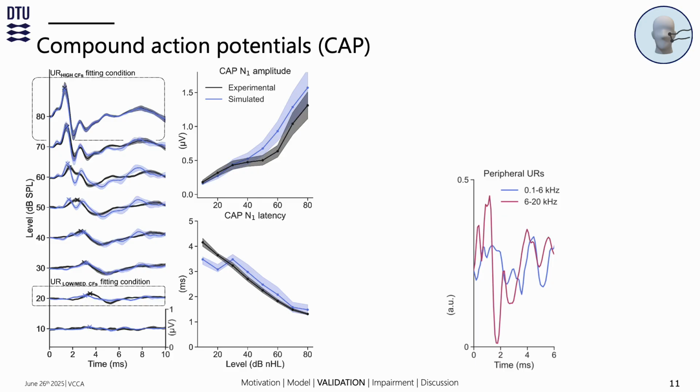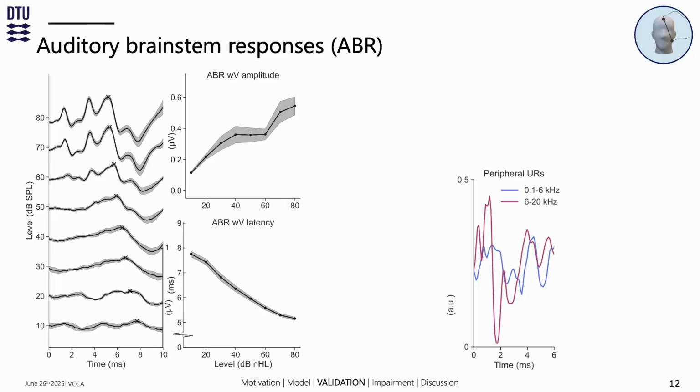We can see the stepwise pattern in the amplitudes and latencies, and the gradient fits quite well. Despite some differences in morphology at mid-levels, this worked well enough. We can also measure responses in ABRs. This is the same participants, same stimuli, same recordings, except with a different electrode position. And we do the same thing.